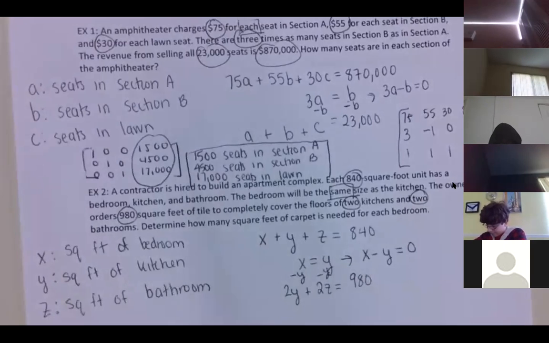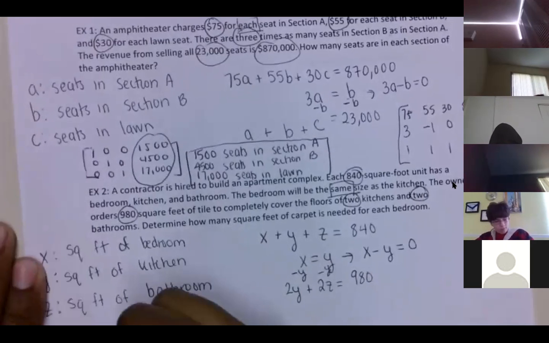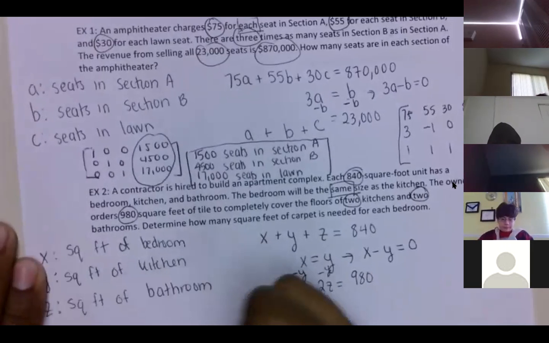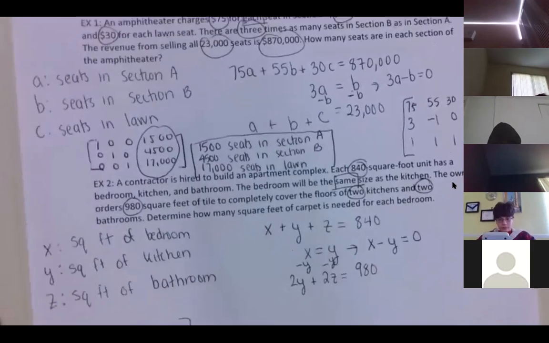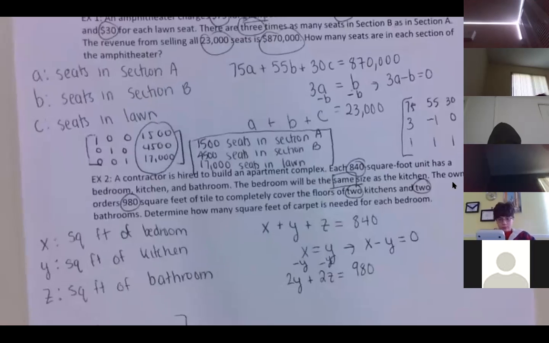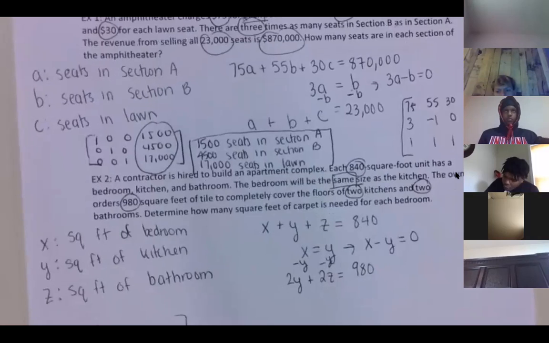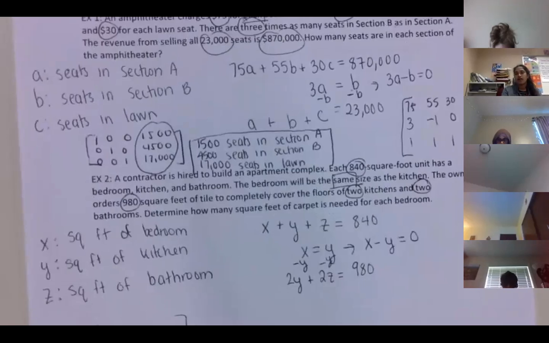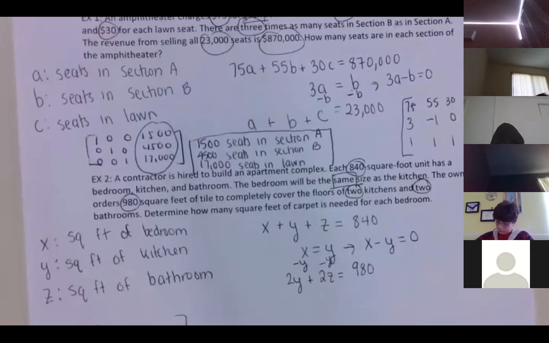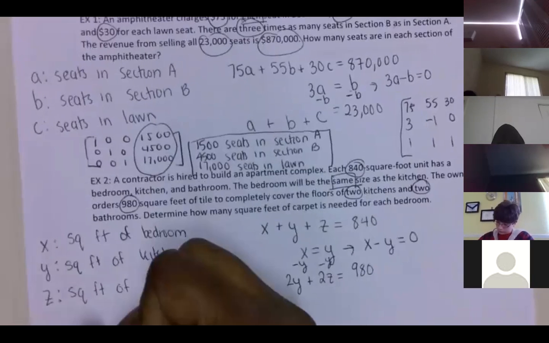All right, from here, I'm going to go ahead and write out my matrix. So I'm going to call on someone to fill in the entire matrix for me. Give me all 3 rows of the matrix. What do you think those 3 rows would be? Jaden. 1, 1, 1, 840.